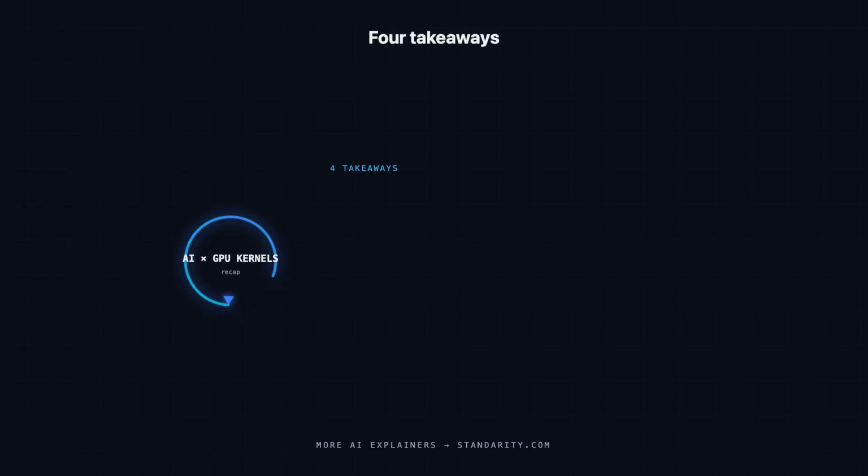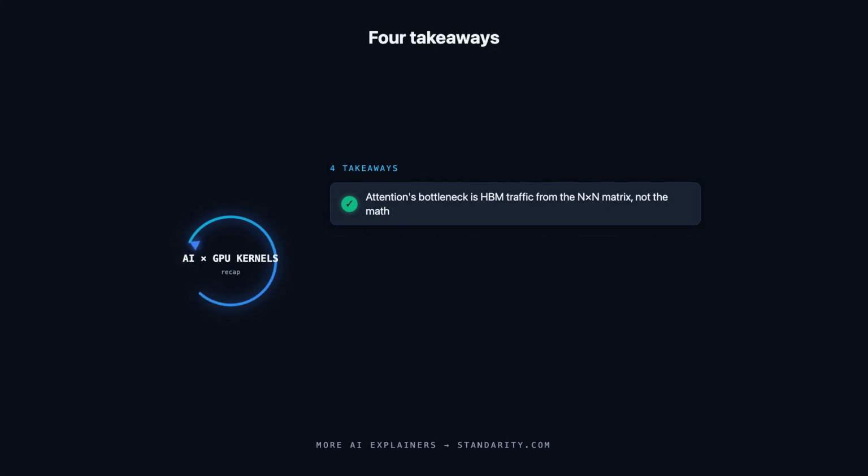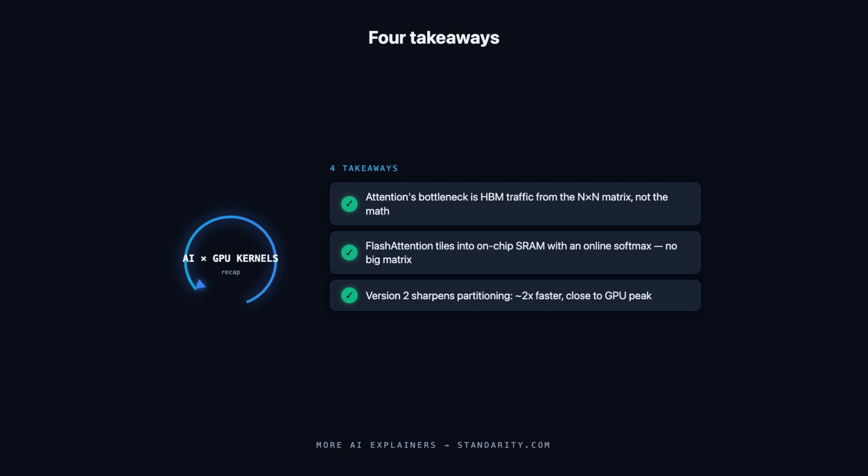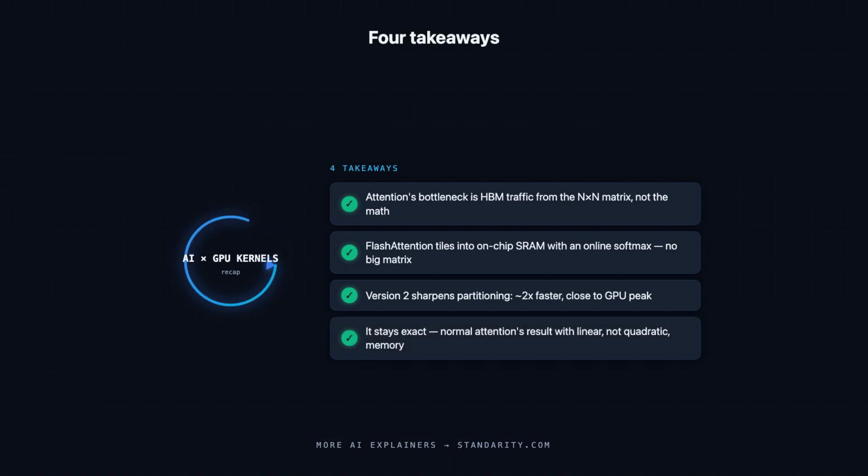Alright, let's carry away the essentials. Standard attention is slow mainly because it writes a huge n by n matrix to slow memory, and that traffic, not the math, is the bottleneck. Flash attention processes attention in tiles that stay in fast on-chip memory, using an online softmax so the big matrix is never stored. The second version improves the parallelism and work partitioning across the GPU, roughly doubling speed and reaching close to hardware peak. Best of all, it stays exact, giving normal attention's result with linear memory rather than quadratic.